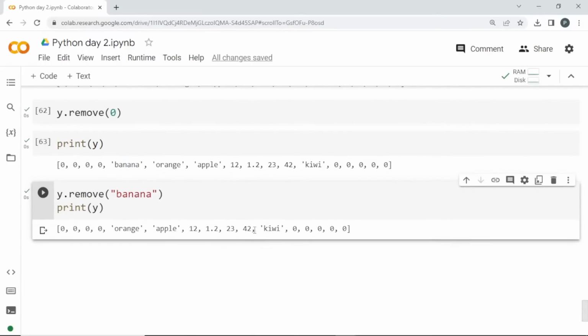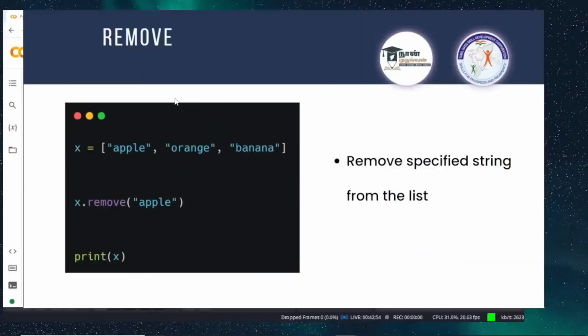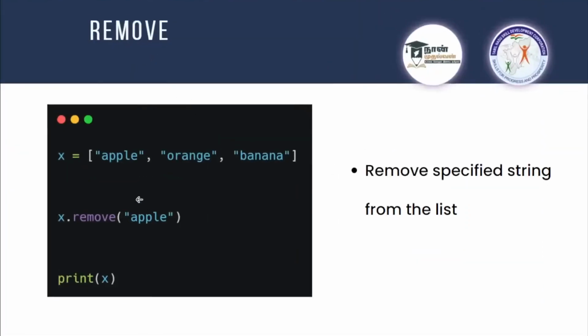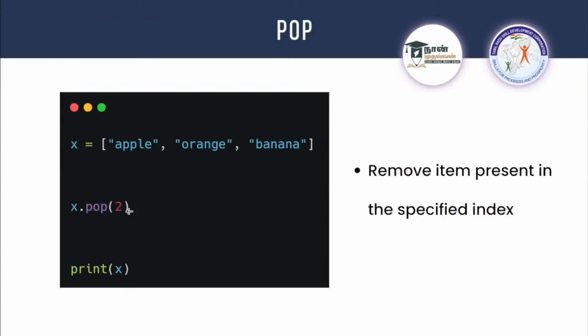So when you use remove, you have to mention the exact element which you are going to remove. But what if you want to use the index number to remove? If you want to do that, you can call pop. This pop will take the index number and remove that element. This banana is at index number 2, right? So it will take that element.